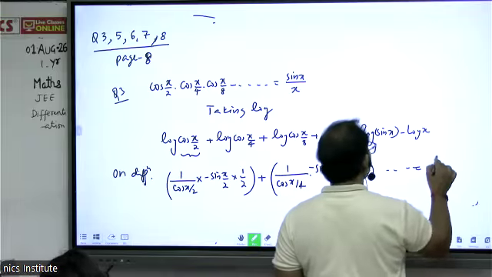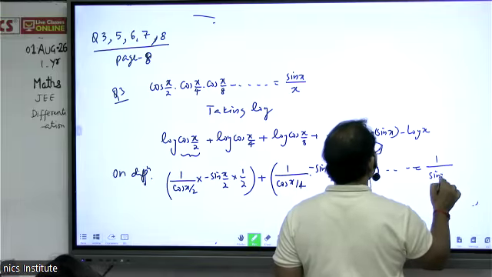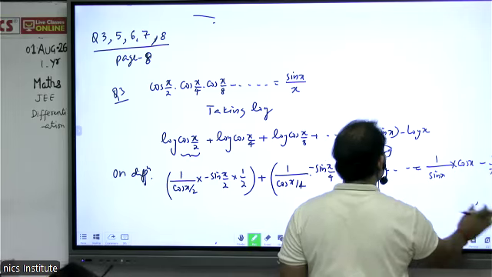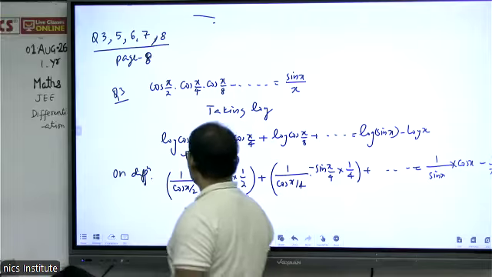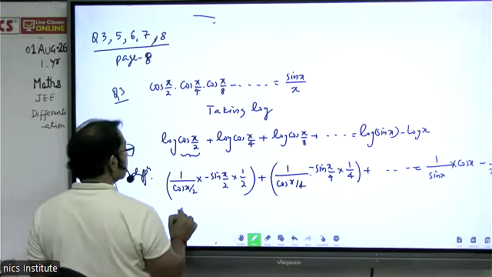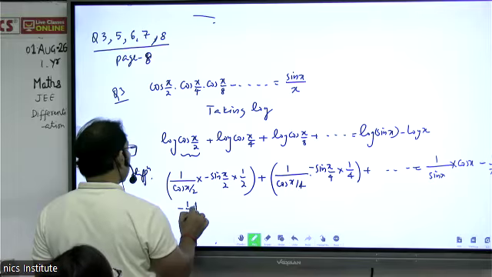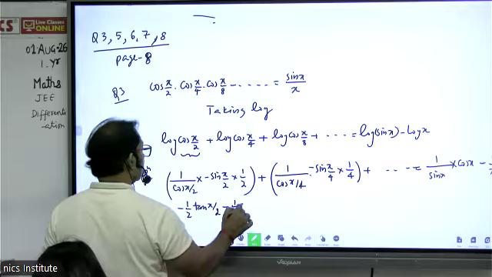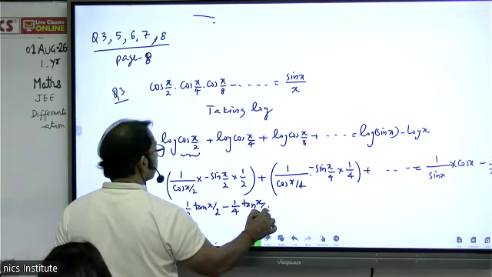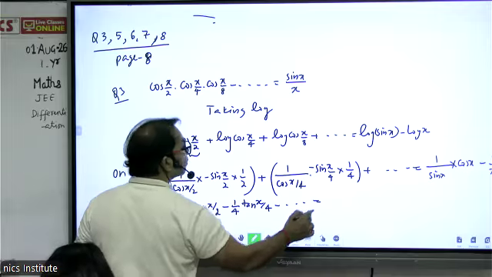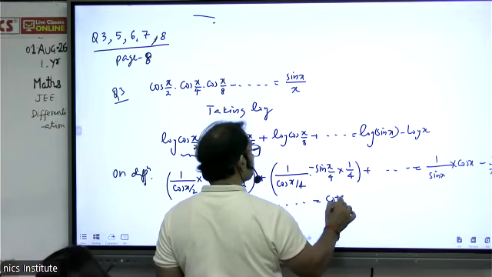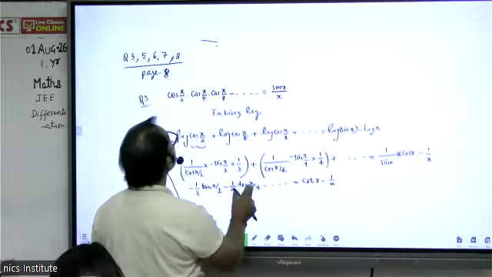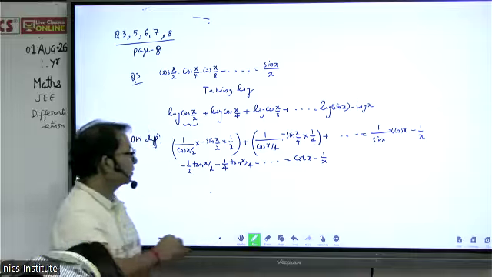Right side would be 1 by sin x. Derivative of sin x is cos x, and derivative of log x is 1 by x. So this is minus 1 by 2 tan x by 2 minus 1 by 4 tan x by 4 and so on. And this is cot x minus 1 by x. Again differentiate with respect to x and you get your answer.